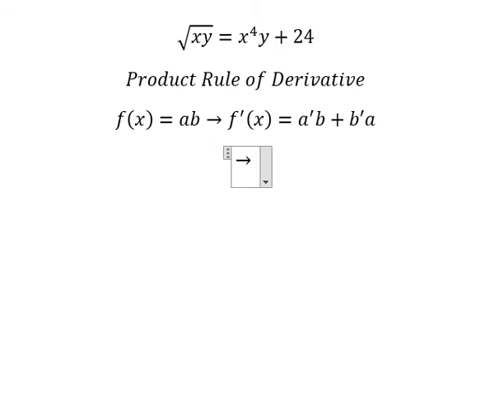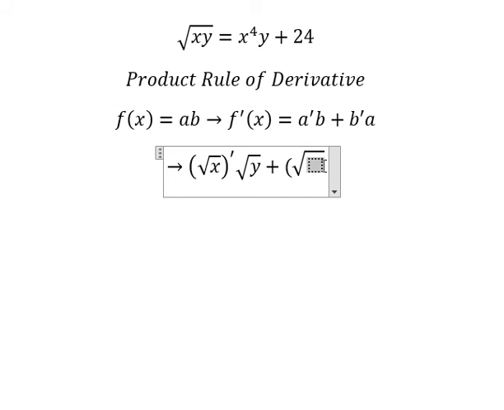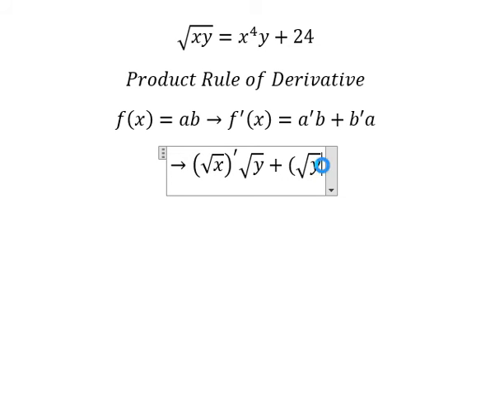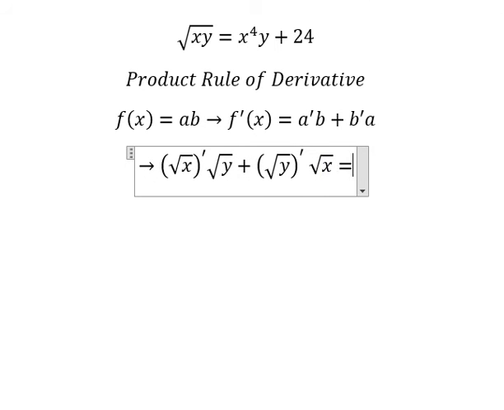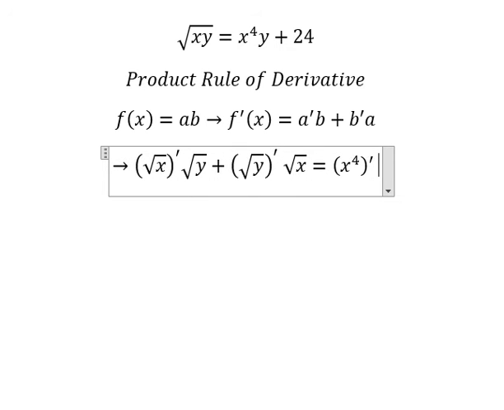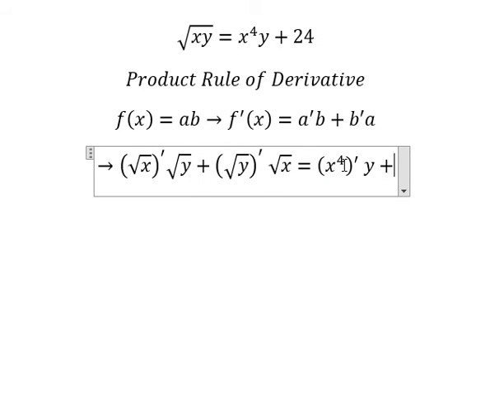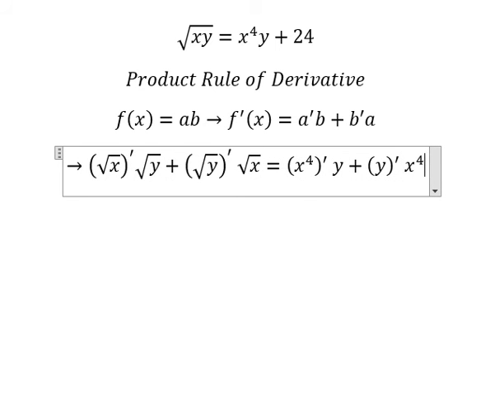So we do the first derivative of the square root of s multiplied by the square root of y. Later that, we need to do the first derivative of the square root of y multiplied by the square root of s. This one, that's about s to the power of 4 multiplied by y. Later that, we do the first derivative of y multiplied by s to the power of 4.